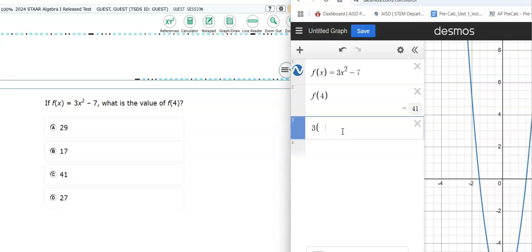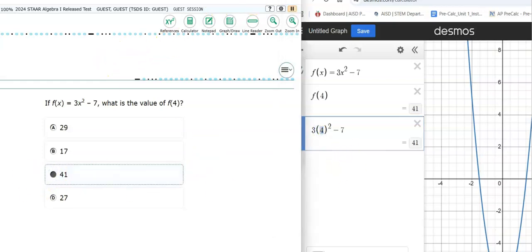So I would actually just plug in. What this is saying is I'm replacing x with 4. So down here, instead of writing x, I wrote 4. And it turns into 41. Okay.